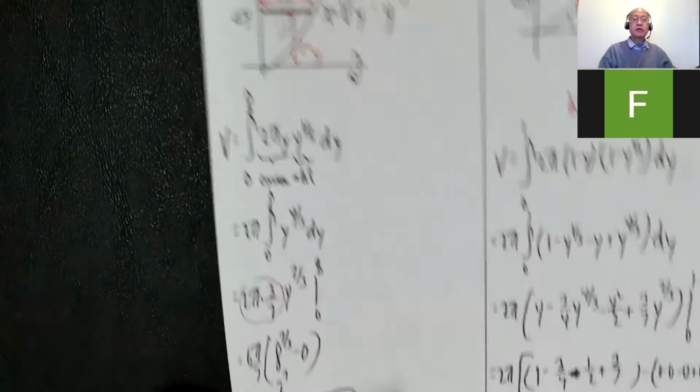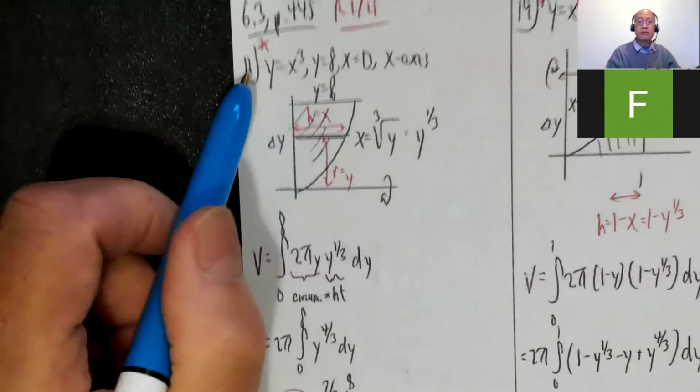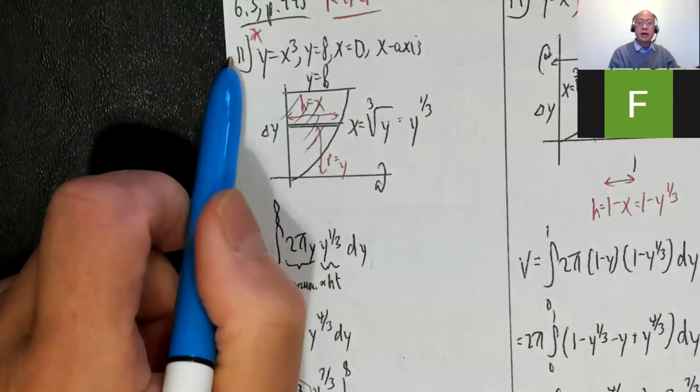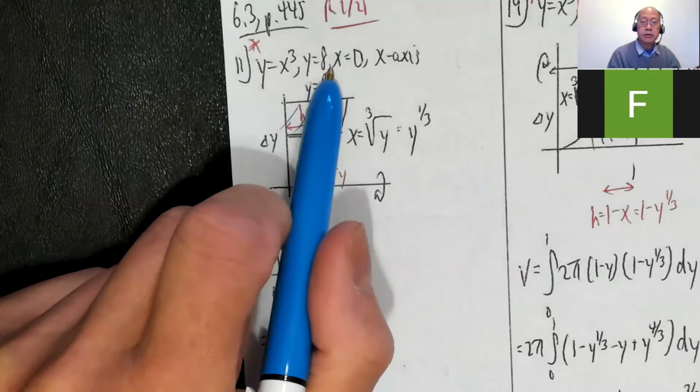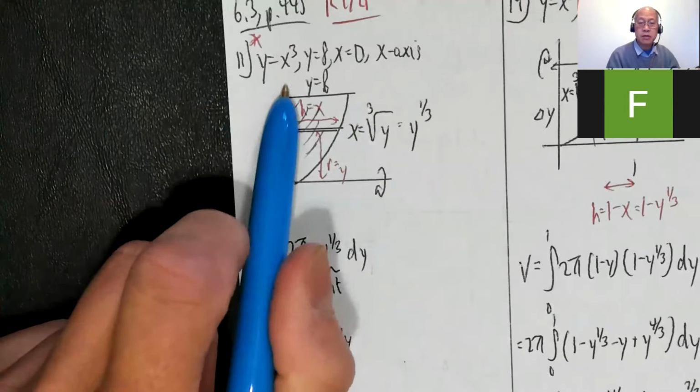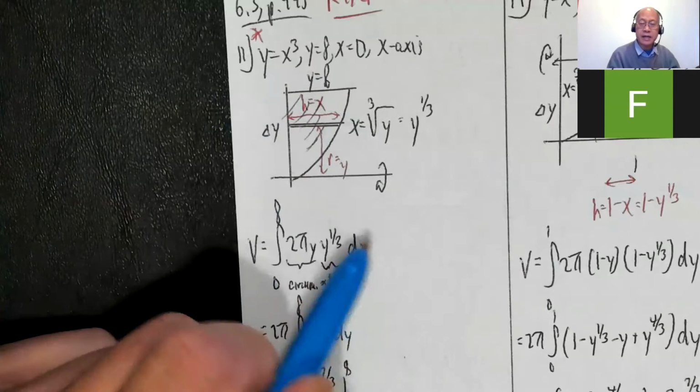All right, so I'm going to show you a series of problems from the 7th edition, just for more practice. Ignore the numbering and ignore any dates. This is from the old edition, marked with a star; it's close to R11, but not quite. Okay: y equals x cubed, y equals 8, x equals 0, spin about the x-axis. So y equals x cubed looks like that. X equals 0 is the y-axis, and y equals 8. Okay, so here's the picture. I'm spinning about the x-axis.